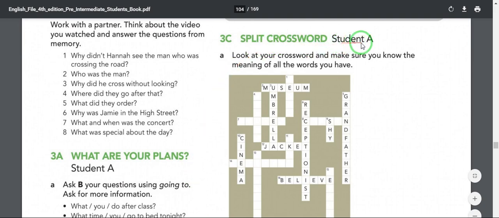Split crossword. Student A. Look at your crossword and make sure you know the meaning of all the words you have.